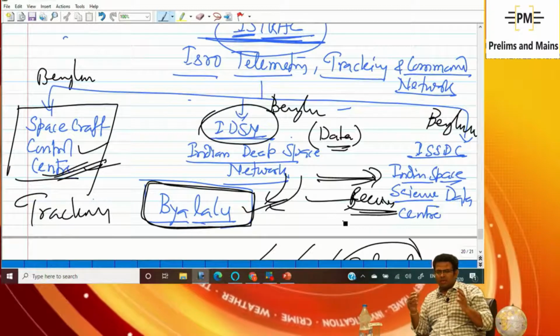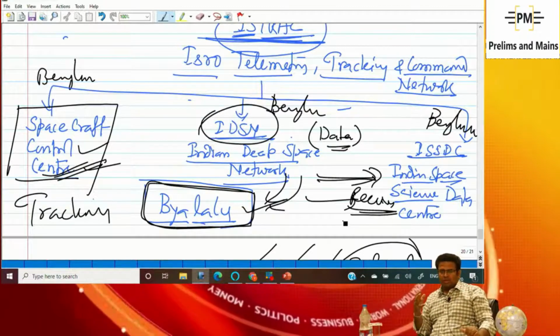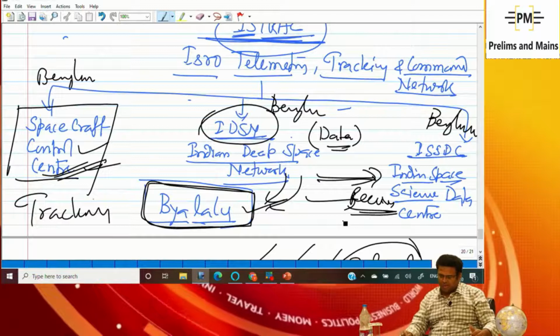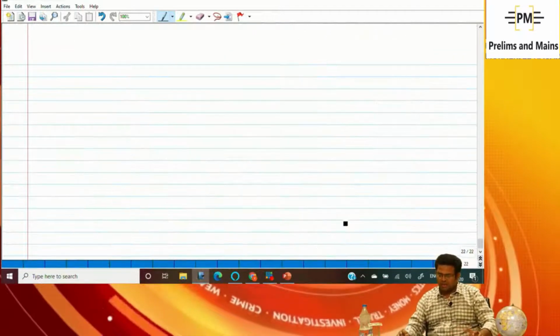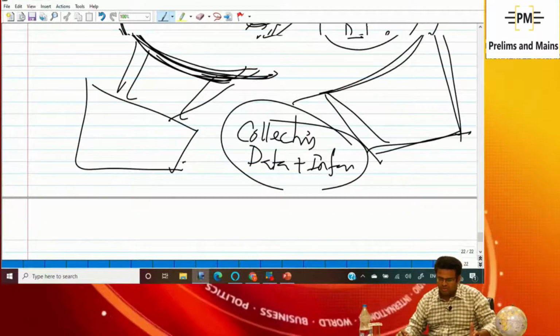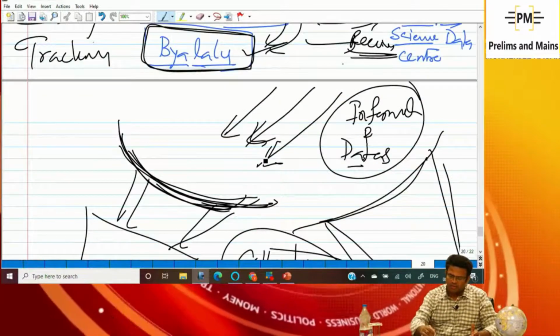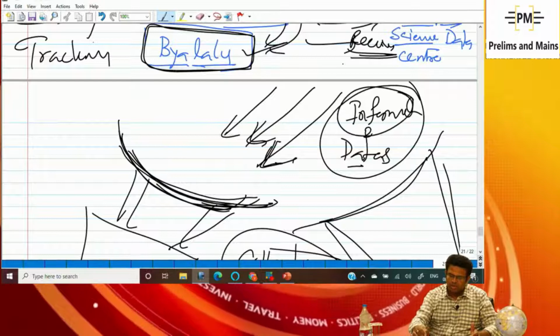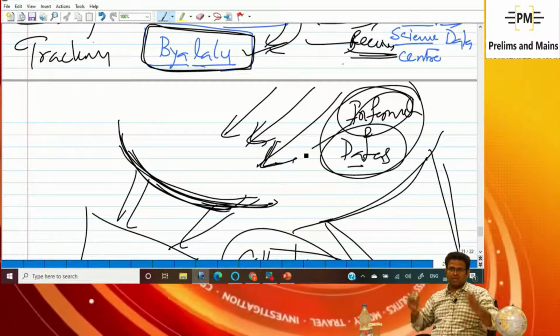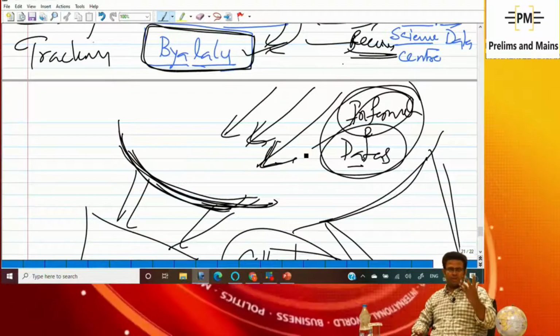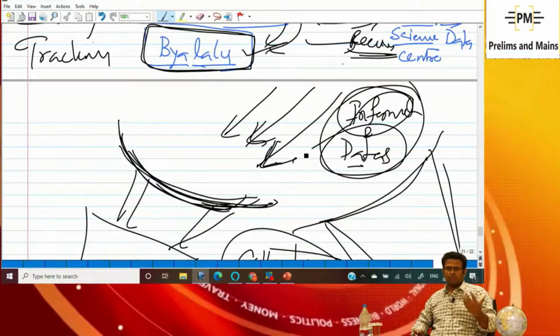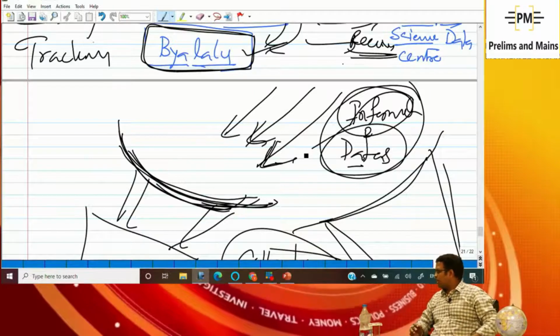IDSN, Indian Deep Space Network, is taking the data. I have said that there are large antennas, and these large antennas keep on receiving the data. They are receiving information and data. It will be received on the antenna, right? So it is receiving those waves in the form of data, in the form of information, and that is the job of IDSN.